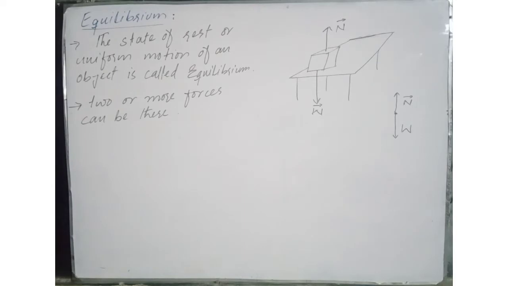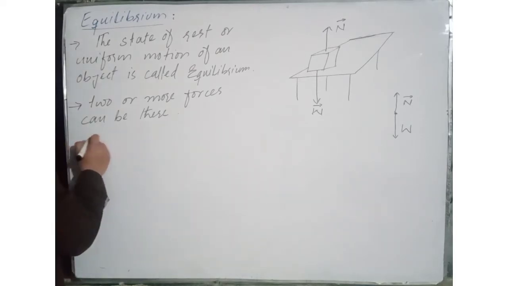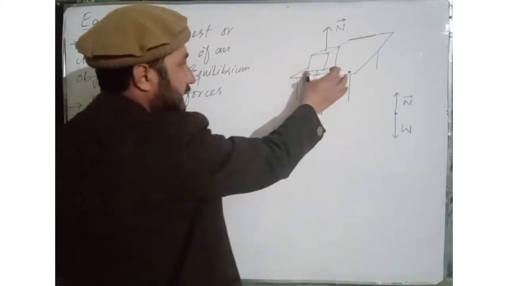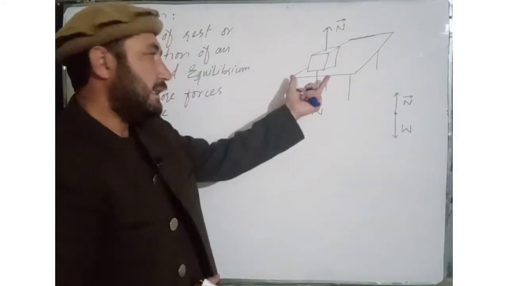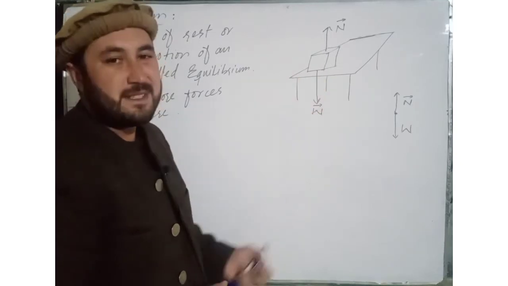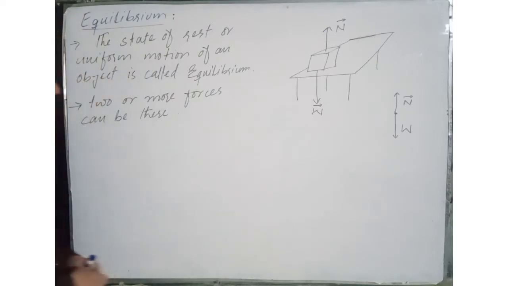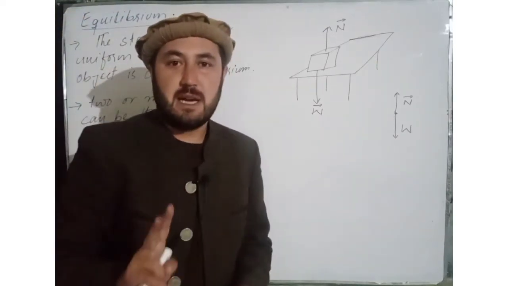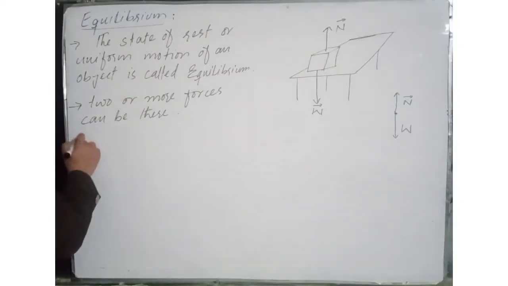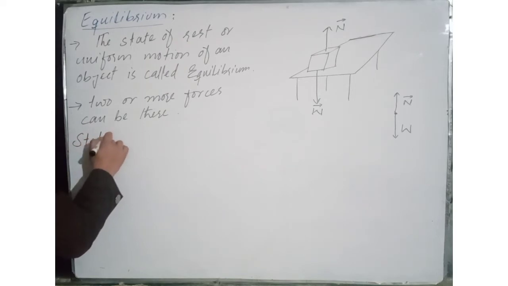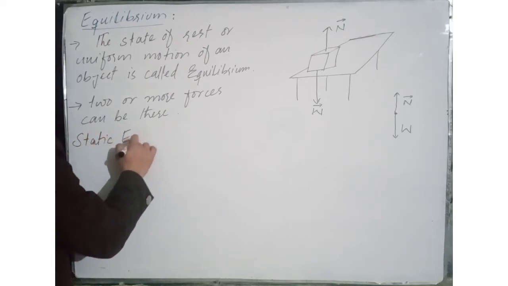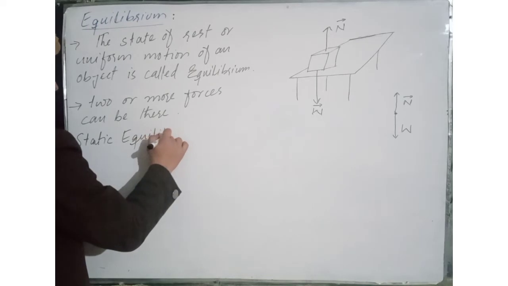Now for equilibrium, the acceleration of the object in this case is zero, because if it is not changing its position, then obviously it will have zero acceleration. Equilibrium has two special types. The first one is what we call static equilibrium.